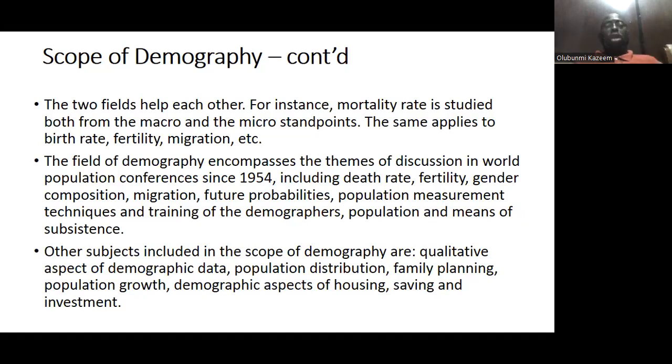We've been having what we call the World Population Conference. And since 1954, some of the issues that have become part and parcel of the studies of demography have included issues of death rate, fertility, gender composition, migration, future probabilities in terms of population, and the ways by which the population can be measured, population measurement techniques, as well as means by which we can train demographers, increase the number of demographers in the world, and how the issues of population and means of subsistence should be a concern of governments of different countries.